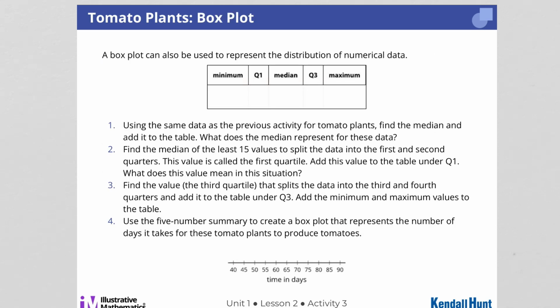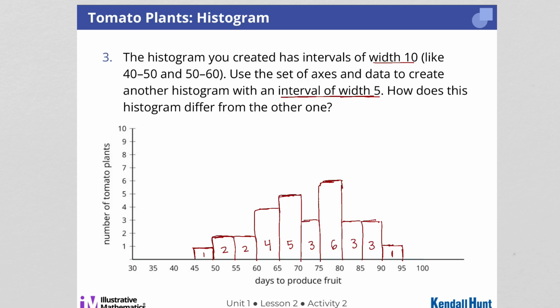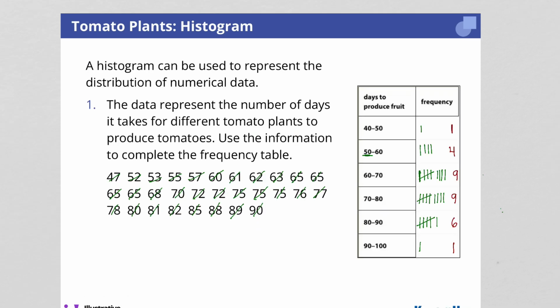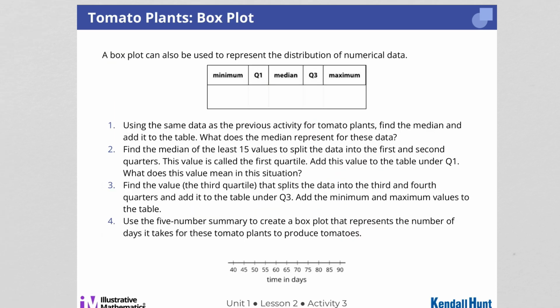Now you're going to use the same information, but you are going to create a box plot. So remember, for this, we're going to need our minimum, Q1, median, Q3, and then the maximum. Go back to the information that we had, where we have our list of data. The good thing is it's already in order from least to greatest, so I can see my smallest value. Here's the minimum, and I can see the maximum value. We can go ahead and put those into our box plot.